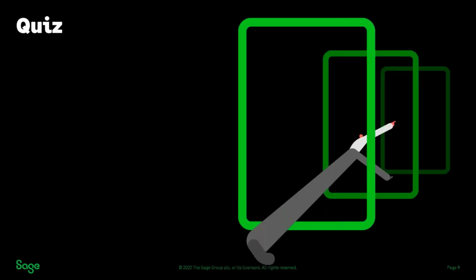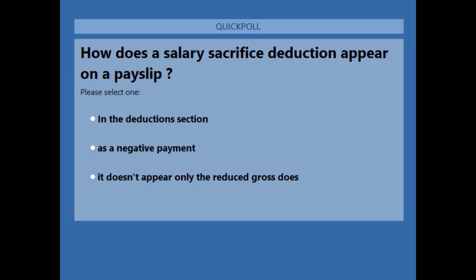So the last question, how does a salary sacrifice deduction appear on a pay slip? So you've set up a salary sacrifice deduction. Is it in the deduction section? Is it as a negative payment? Or does it simply not appear on the pay slip? It only reduces the gross pay. So 3 options there. How does a salary sacrifice deduction appear on a pay slip?